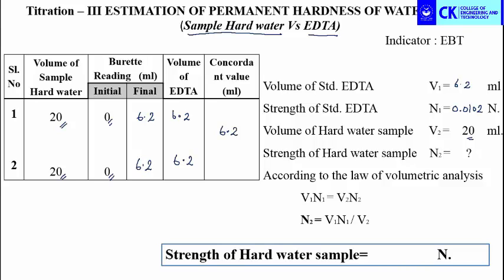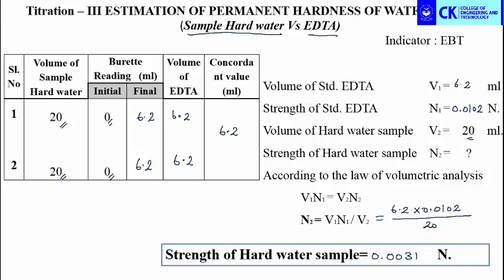So we need to apply the volumetric principle: 6.2 into 0.0102 divided by 20. From this we can calculate the strength of the hard water. So 6.2 into 0.0102 divided by 20, and we obtain the value 0.0031. This is the strength of the hard water sample.